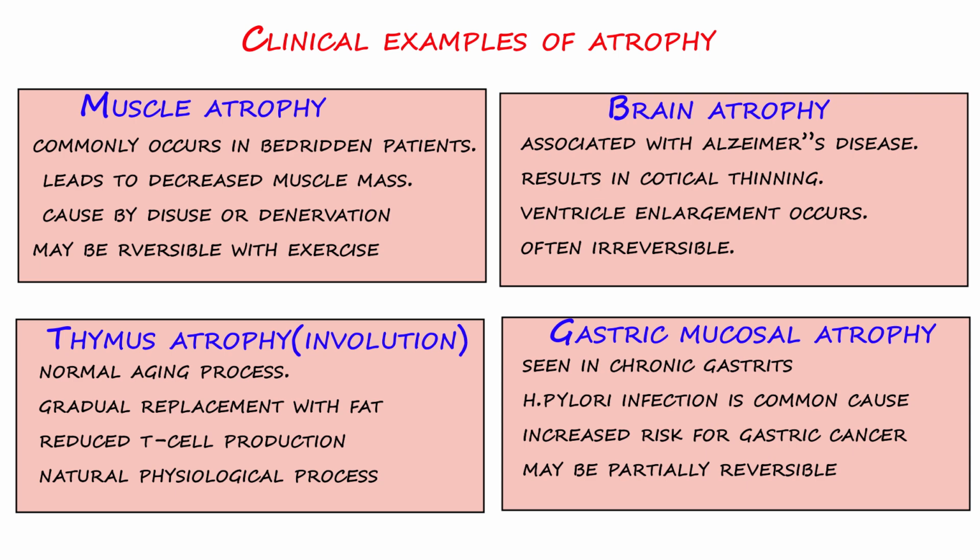The reversibility of atrophy largely depends on timing and underlying cause. Early intervention may reverse atrophic changes in some tissues, particularly muscle. However, chronic, long-standing atrophy often becomes permanent, as seen in advanced neurodegenerative diseases. Treatment strategies typically focus on addressing the underlying cause rather than directly targeting the atrophic process itself.